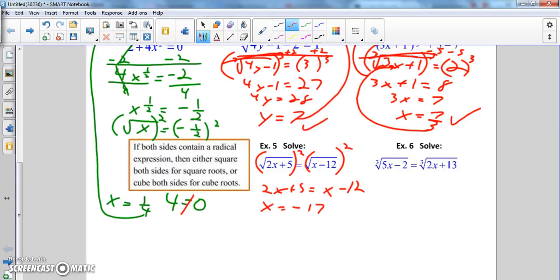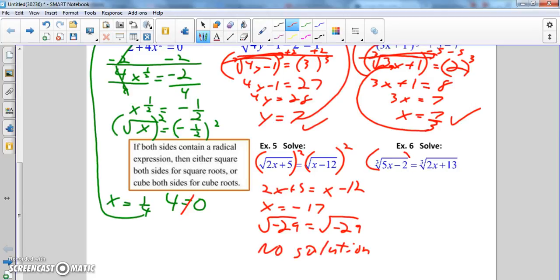Okay, so we're almost done. We have to plug the negative 17 in, and when we do that, we're going to get the square root of 2 times negative 17 is negative 34, plus 5 is the square root of negative 29, equals negative 17 minus 12, negative 29. Now, although they are both the same, there's no solution because we can't take the square root of a negative number.